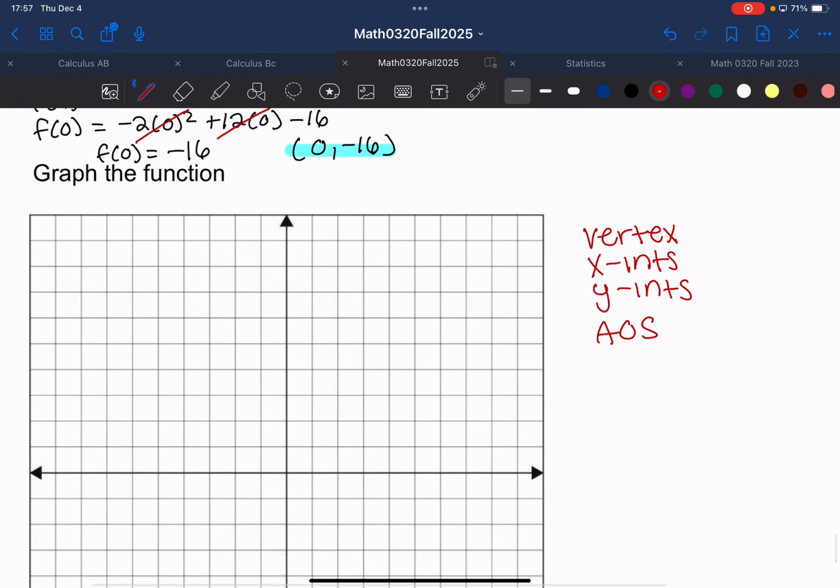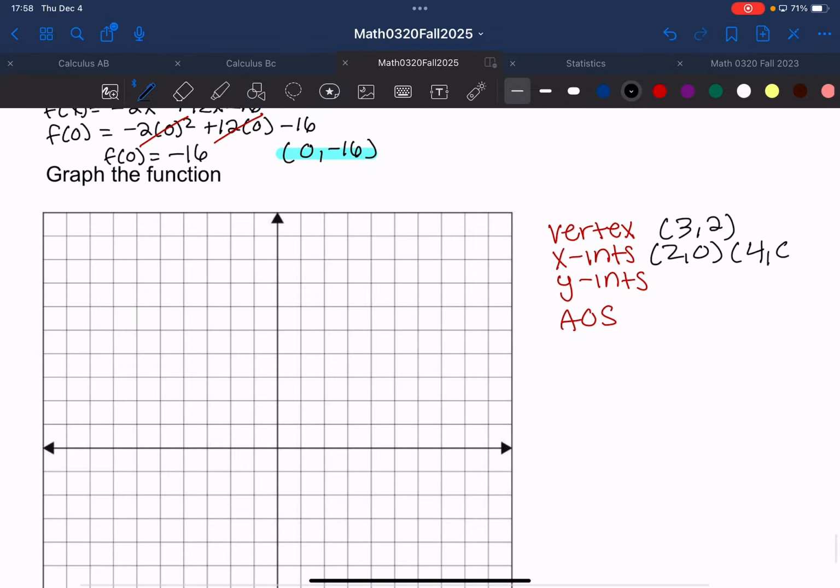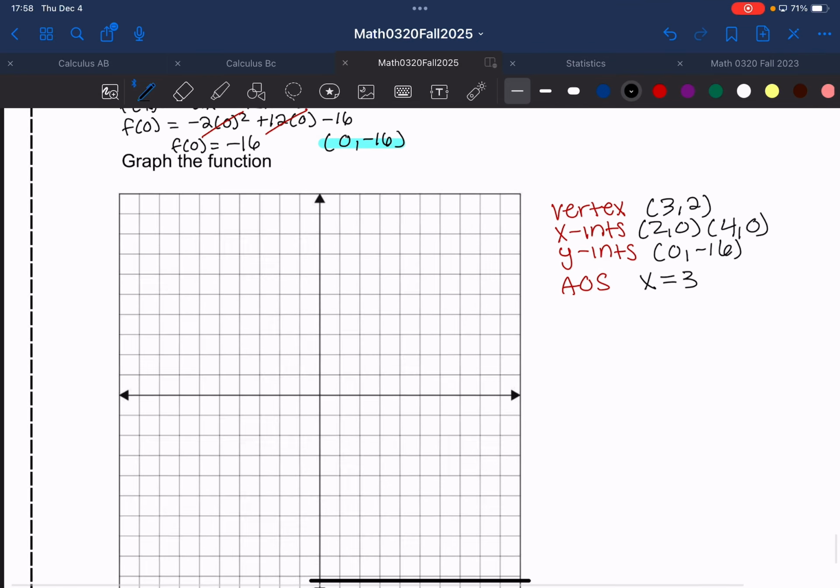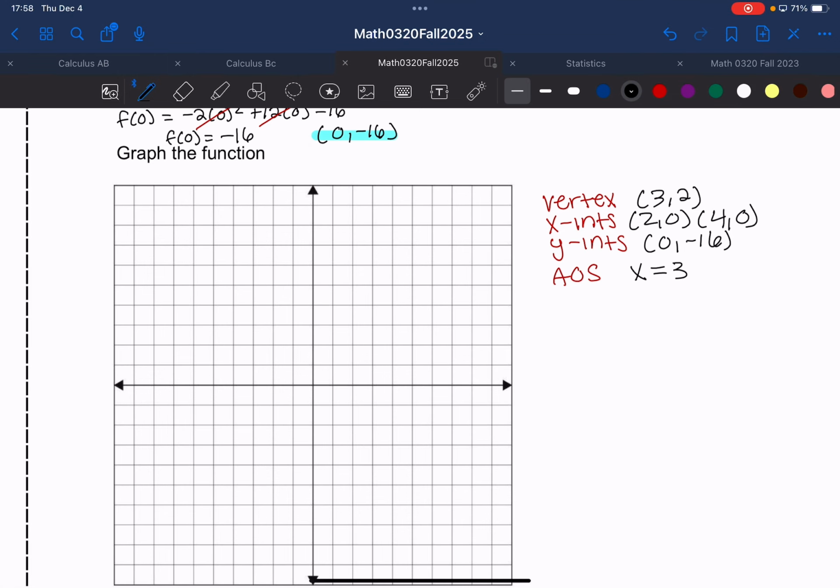Okay, so to make it easier, so I'm not scrolling up back and forth, what was our vertex? 3, 2. What were our x-intercepts? 2, 0 and 4, 0. Y-intercept was 0, negative 16. And our axis of symmetry was x equals 3. Okay, so all that information that I found, I'm going to plot on here.